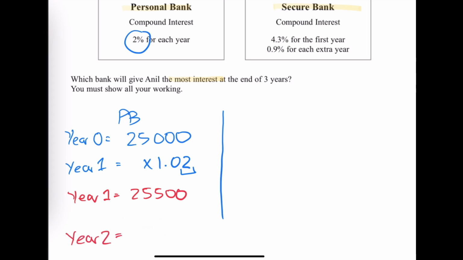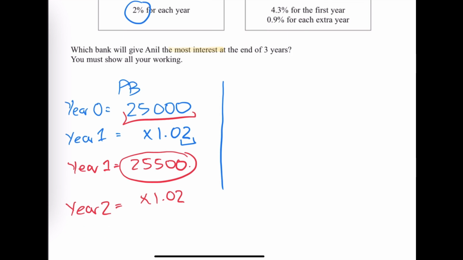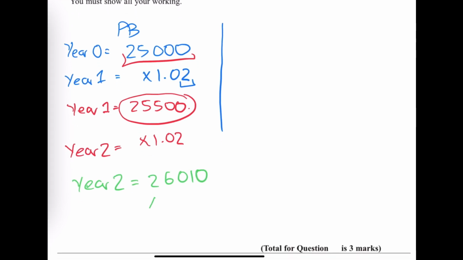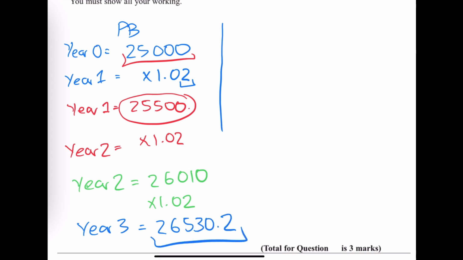Now we're going to do year 2. In year 2, we are no longer going to use this initial 25,000 because it's compound interest. We are going to use this value over here. Now we're going to times that by 1.02 because 2% each year is increased based on whatever you end with that prior year. So since you times it together, at the end of year 2, you get 26010. Now we're going to do the end of year 3, and that's going to be exactly the same. So at the end of year 3, you are going to get 26530.2. That's how much money you'll have at the end of the 3 years.